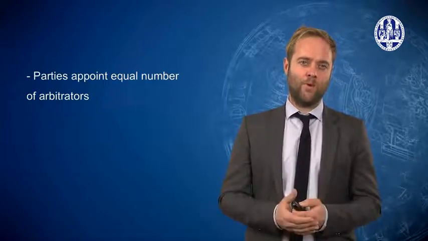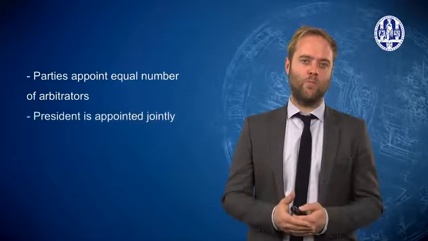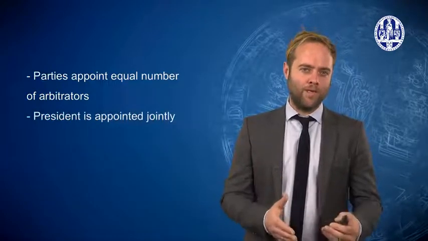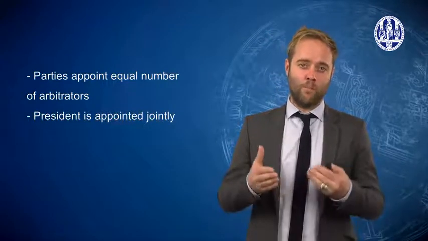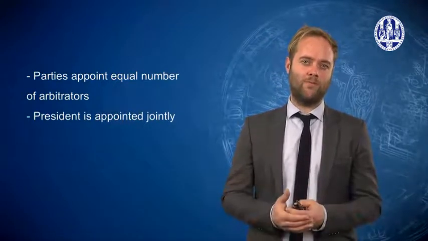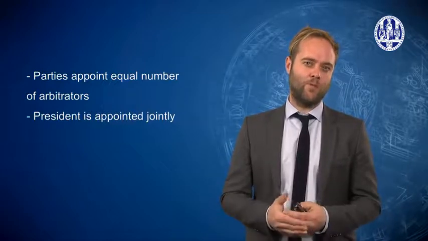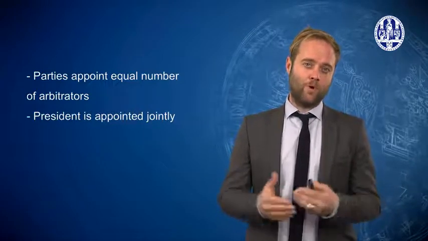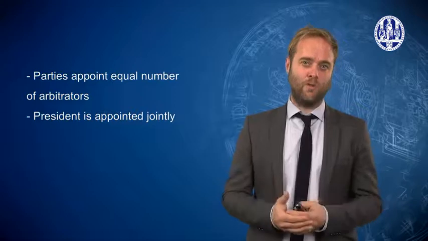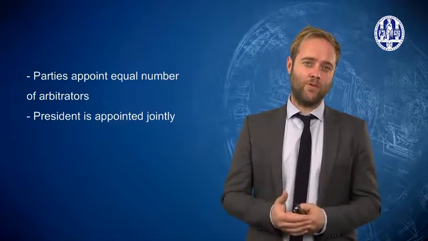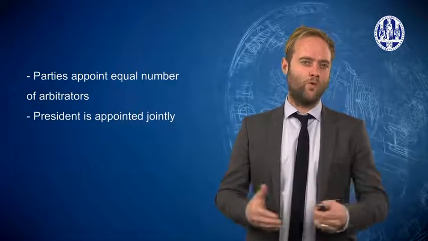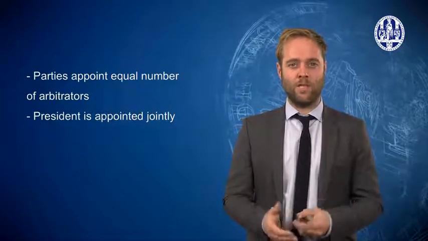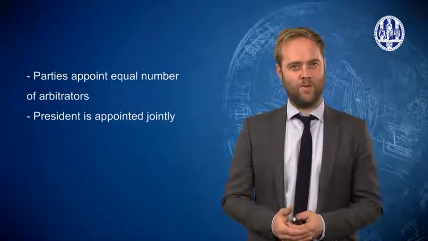The remaining arbitrator, who will act as president of the tribunal, is appointed jointly by the party-appointed arbitrators or the parties. In case of disagreement, an appointing authority usually is identified who will appoint the arbitrator if the parties disagree or if one of the parties fails to appoint its own arbitrator. The appointing authority usually is the Secretary General of the Permanent Court of Arbitration or the President of the International Court of Justice, but it can in fact be anyone.